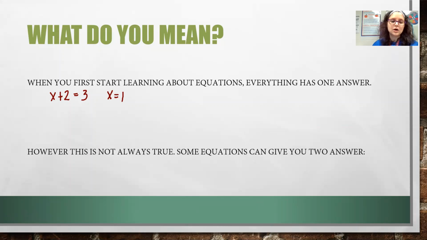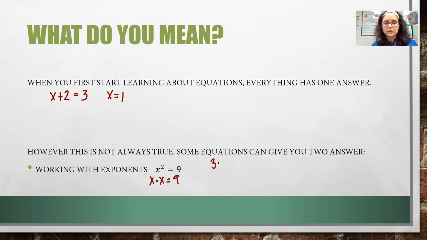However, this is not always true. Some equations can give us two answers. For example, when we work with exponents, we have x squared equals 9. This means x times x equals 9. And we know that 3 times 3 equals 9, so x has to equal 3.